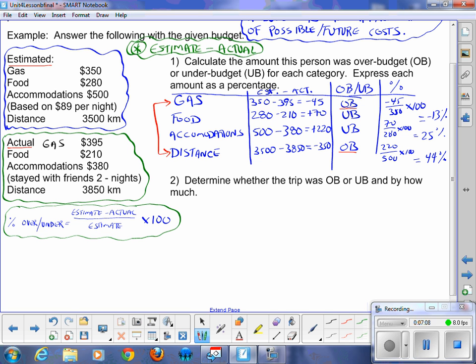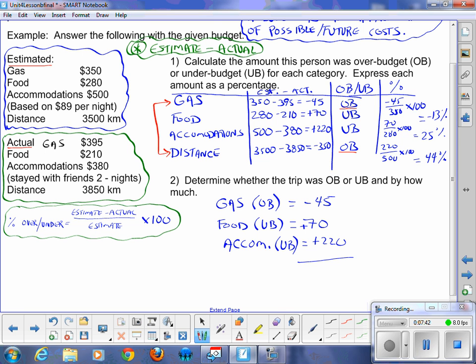So the second one is determine whether the trip was over budget and under budget by how much. Well, you simply go through and gas, which was over budget, was equal to negative 45. Food was under budget, and that was plus 70. And accommodations or hotels was also under budget, and that's equal to plus 220.